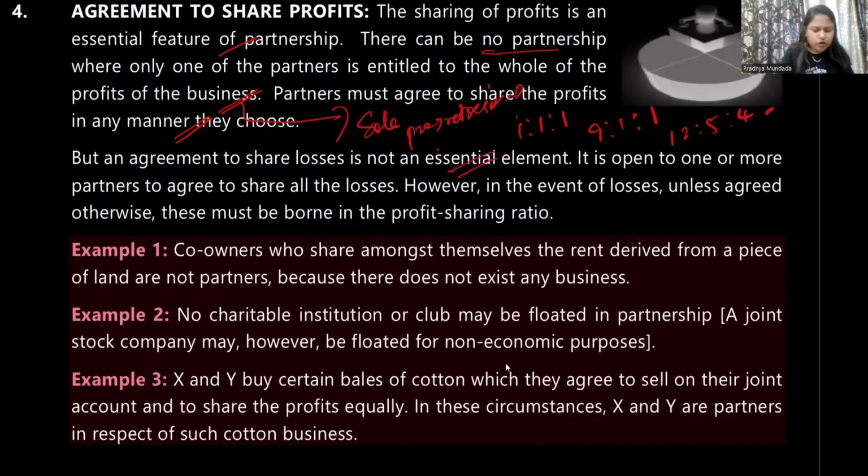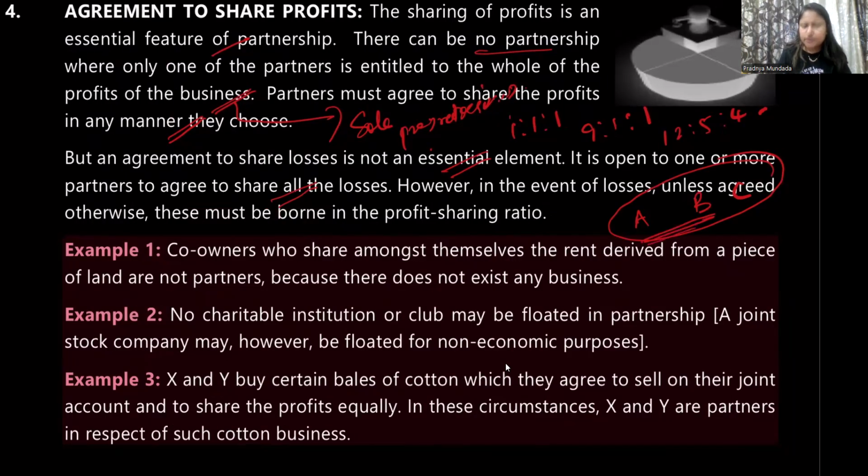It is open to one or more partners to agree to share all the losses. Sometimes what happens, like A, B, C are partners, profit all will share, but when loss comes, the working partners will tell, when loss happens, we only will take it. This is a valid partnership, no problem. Point is, profit should get shared. Loss may be shared or may not be shared.